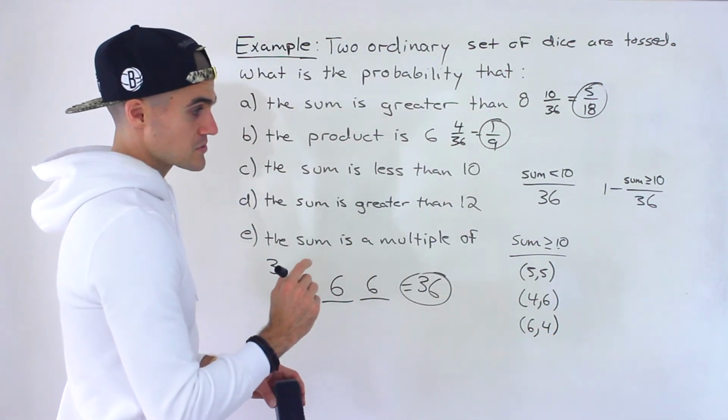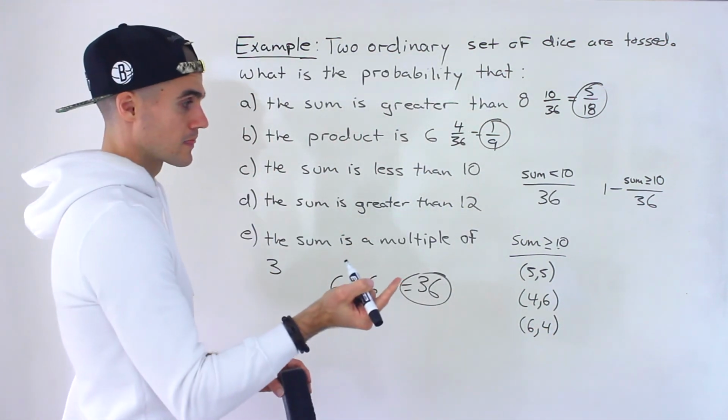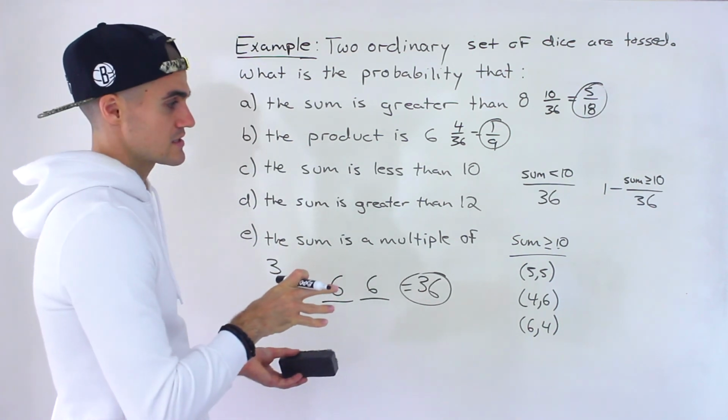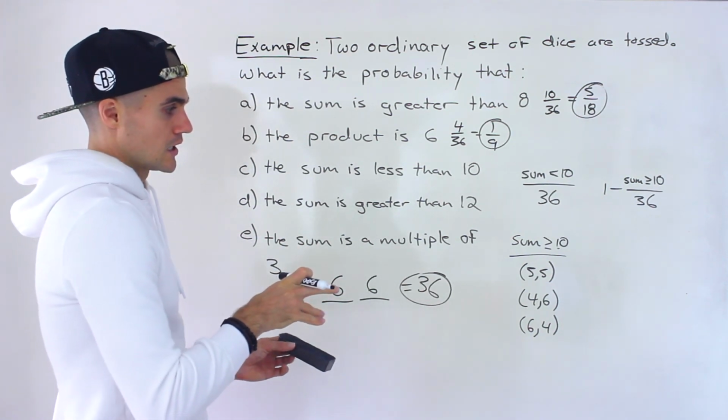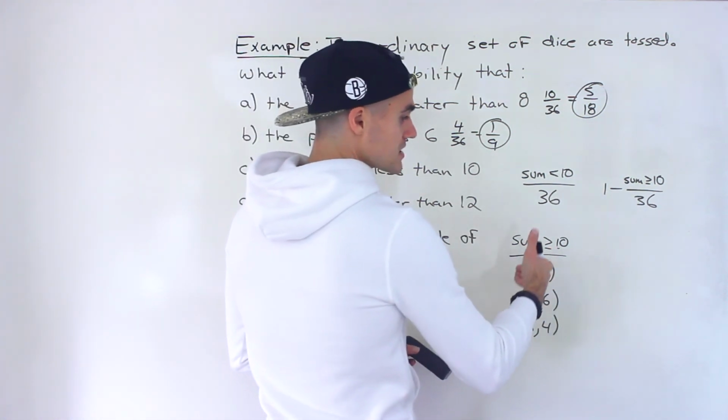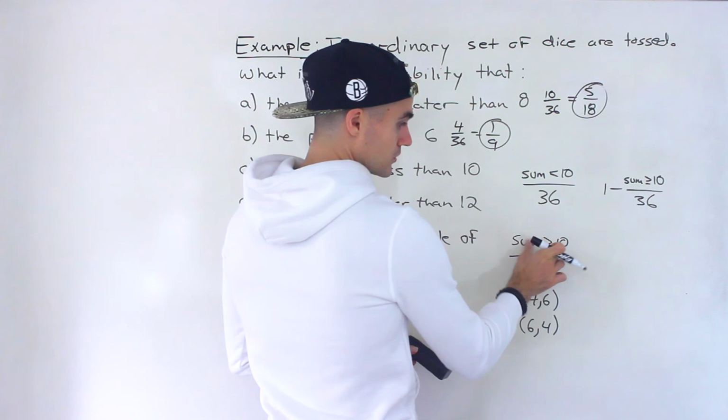Those would be the only possibilities for a sum of 10. So like 3 and 7 wouldn't work because 7 is not on the dice. So these would be all the possibilities where the sum is 10. What about a sum of 11, which is still greater than or equal to 10?